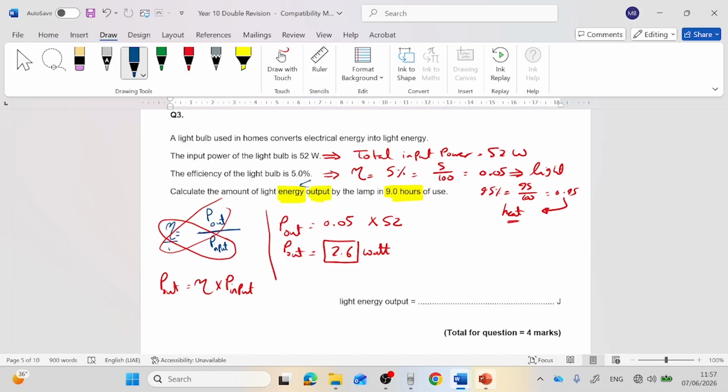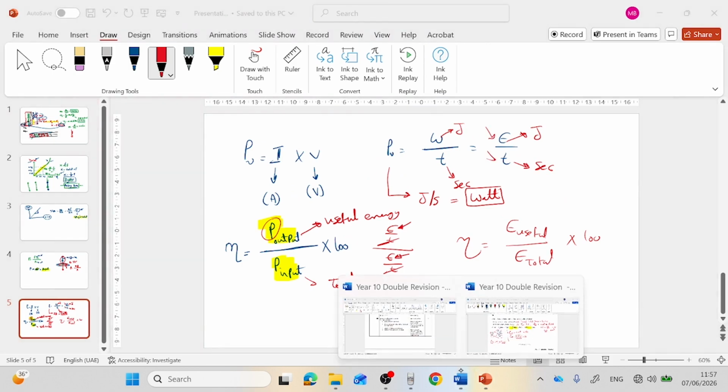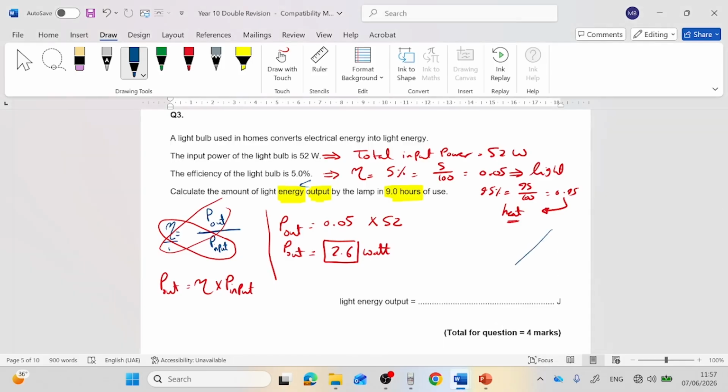We said that energy divided by time is equal to power. So if you are interested in energy, you can cover it with your hand and you will find that it's equal to power times time. The power, which is converted into light, is 2.6.